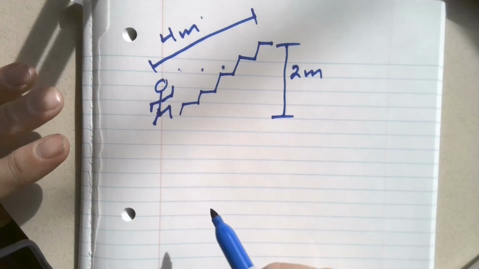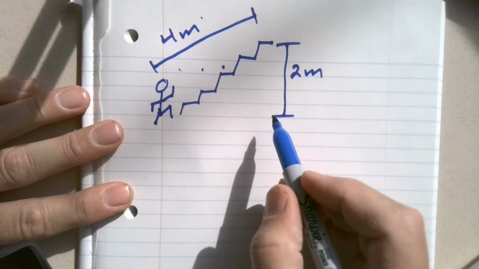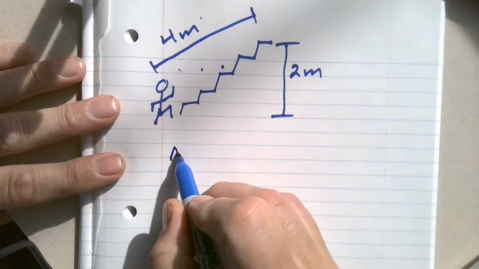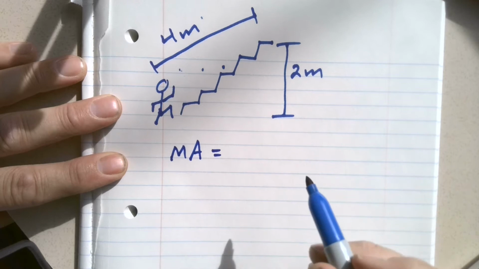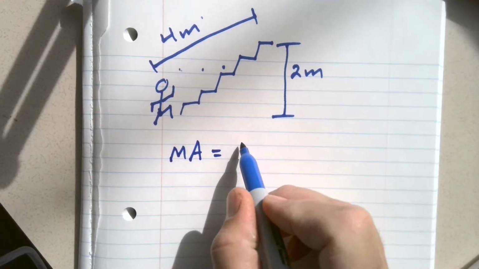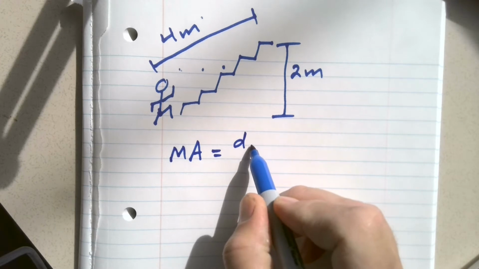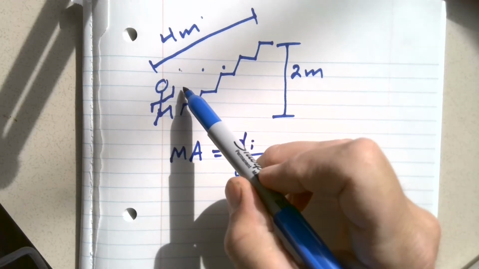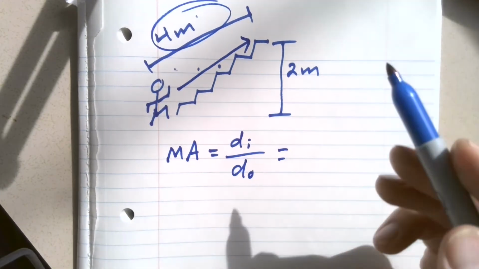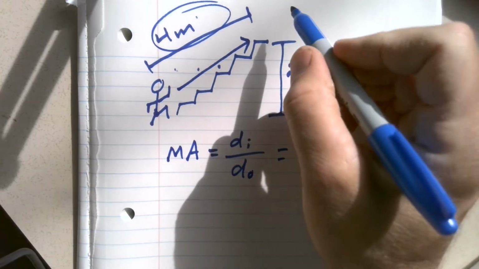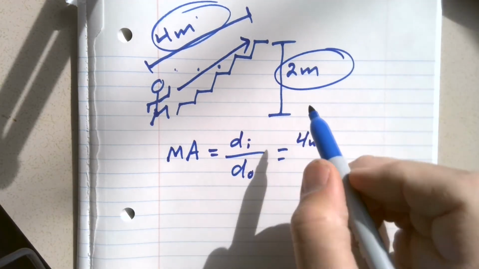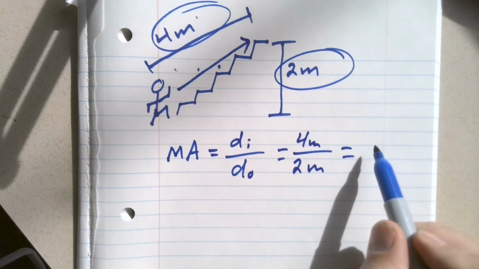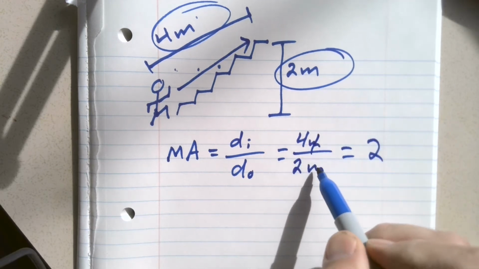Okay, everybody, I just want to show you something simple here about efficiency, or not the efficiency, but the mechanical advantage. So the mechanical advantage of this situation here would be the distance of the input divided by the distance of the output. And as you can see, the guy is going to be running up the stairs, the distance of the input here is going to be 4 meters. And ultimately, all he wants to do is get 2 meters higher. So that's his output distance. So the mechanical advantage of these stairs is 2. And you can see the units cancel out.